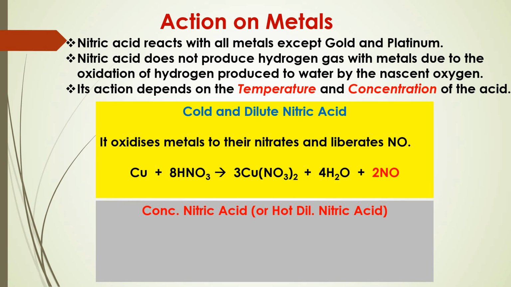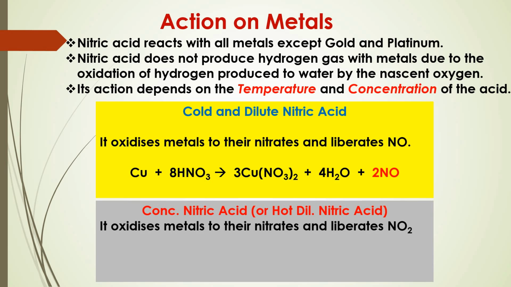Let's see another condition, when the acid taken is concentrated, or the temperature is high, hot. Here nitric acid oxidizes metals to their nitrates. So here copper is oxidized to copper nitrate, along with the liberation of nitrogen dioxide gas, because we are using concentrated acid.